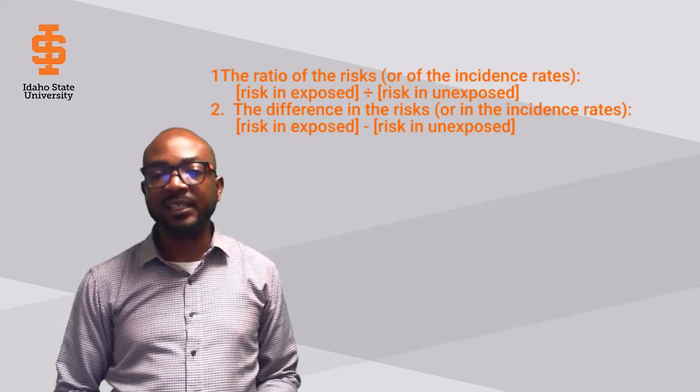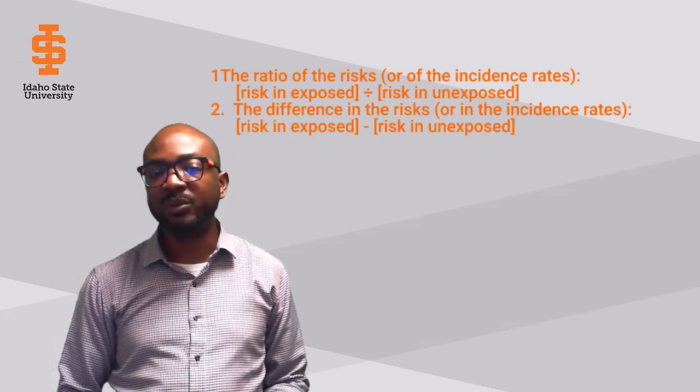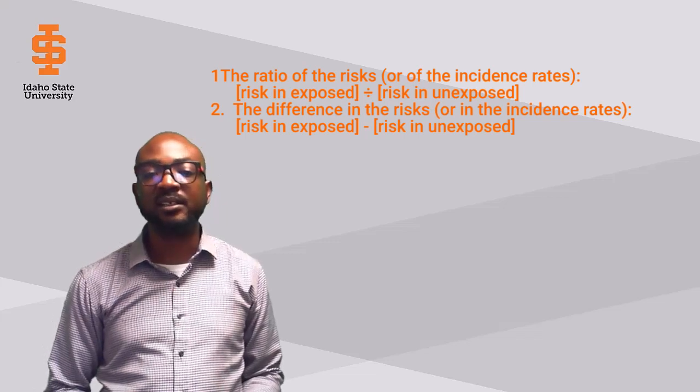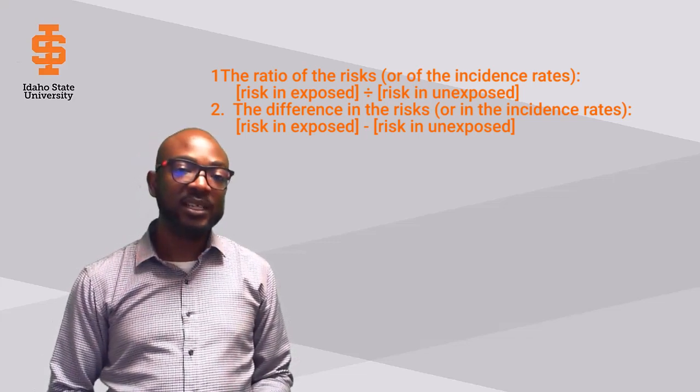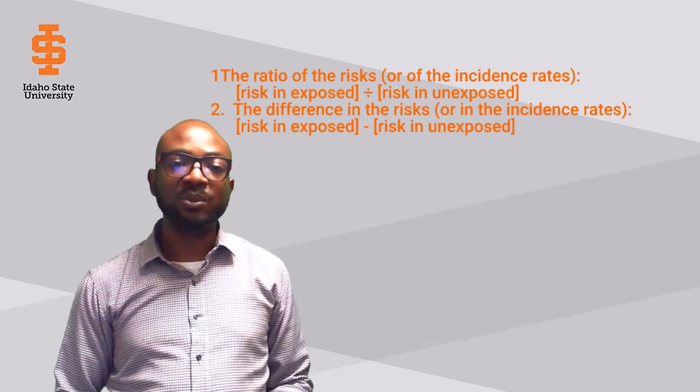To determine whether such an association exists, we must determine, using data obtained in case control and cohort studies, whether there is an excess risk of the disease in persons who have been exposed to a certain agent. Excess risk can be calculated in the two following ways. The first is the ratio of the risk or the incidence rates, which is the risk in exposed divided by the risk in unexposed. The second is the difference in the risk or in incidence rates, which is the risk in the exposed minus the risk in the unexposed.